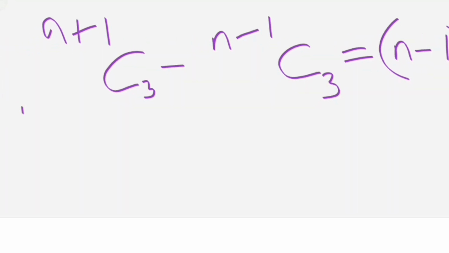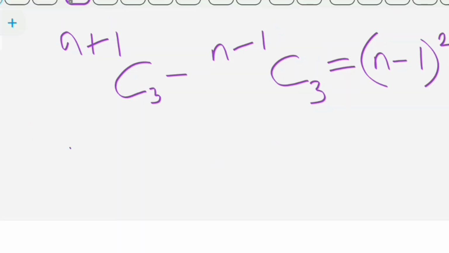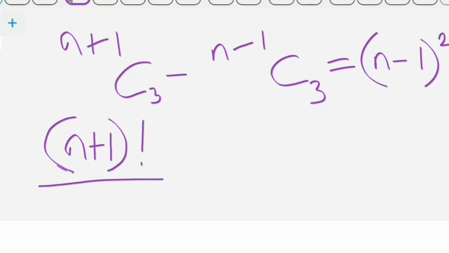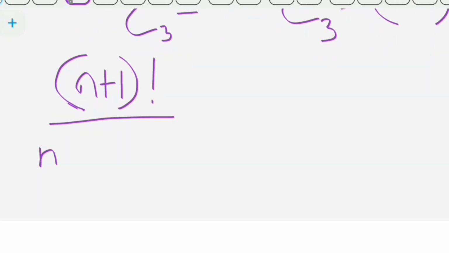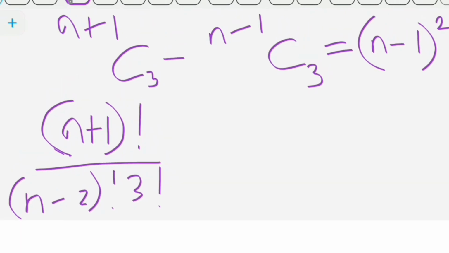So your focus is just on this left hand side. So using the formula of combination, you can just write this like this: n plus 1 factorial divided by, then you're going to subtract these 2. That will be n plus 1 minus 3, which will give you n minus 2. That will be n minus 2 factorial, then you have 3 factorial. So that's the first part.